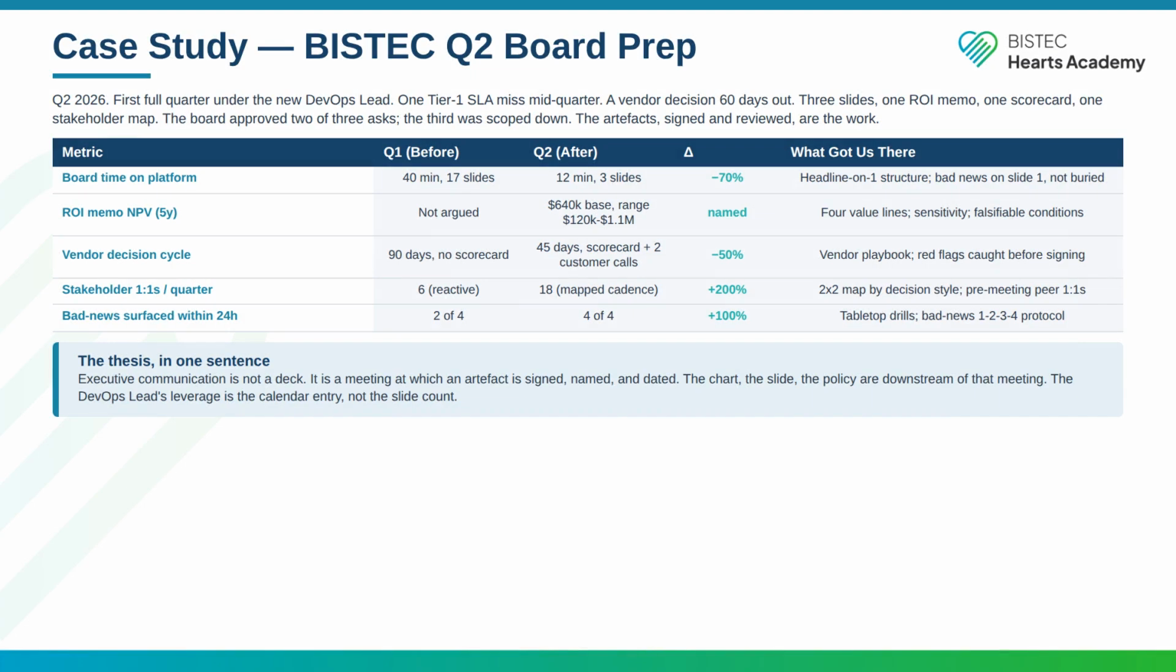The case study is 1 quarter of work, walked through end to end. Q2 2026, first full quarter under the new DevOps lead. 1 Tier 1 SLA miss mid-quarter. A vendor decision 60 days out. 3 slides, 1 ROI memo, 1 scorecard, 1 stakeholder map.